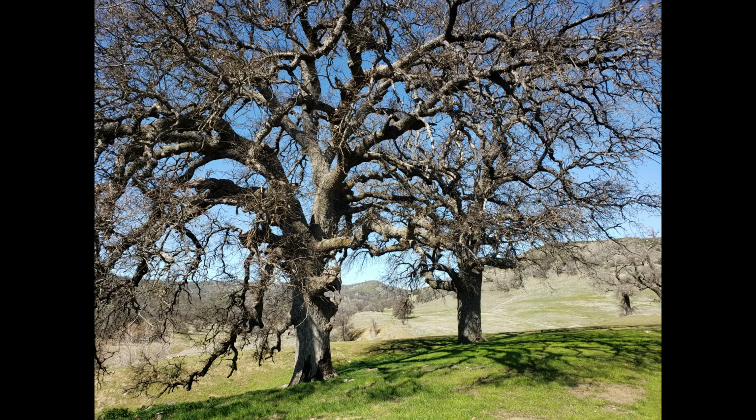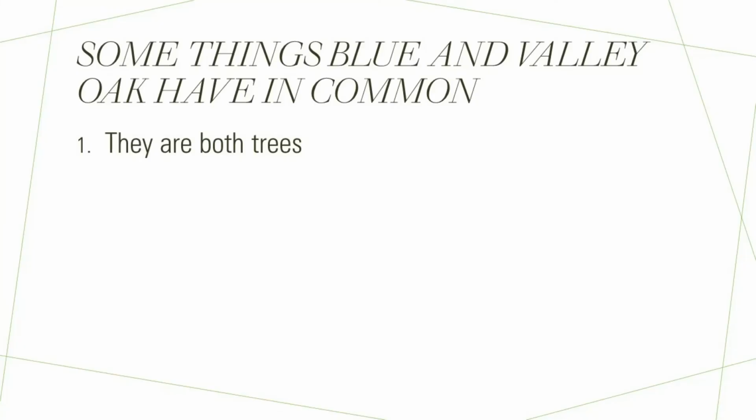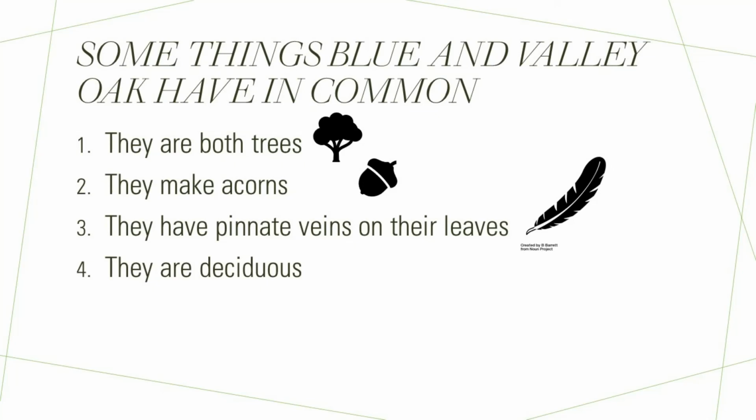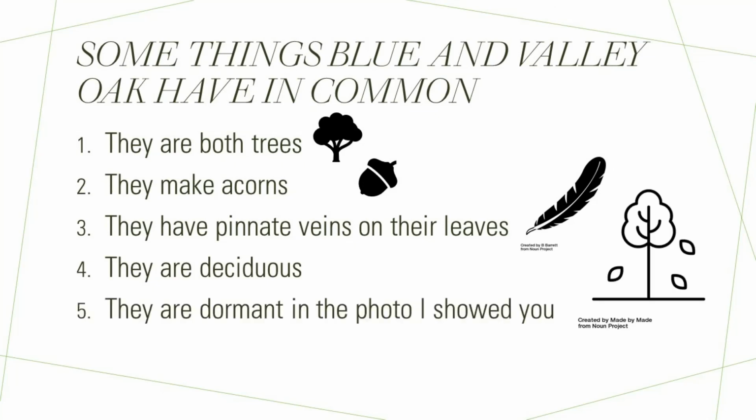Take a look at this picture of a blue oak and a valley oak side by side. What do they have in common? There is more than one right answer. Here are some things you might have said. They're both trees. They make acorns. They have pinnate veins on their leaves. They are deciduous. They are dormant in this photo.